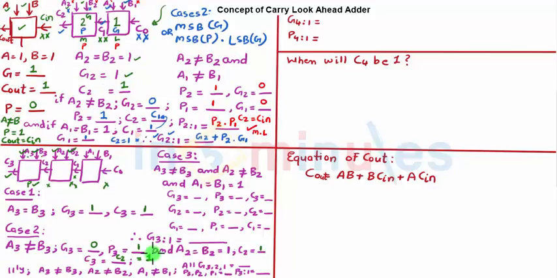So we saw 2 cases. Let's see the final case. The first case was like 2 bits, MSB generating or MSB propagating and the middle bit generating. Let's see the third case quickly.